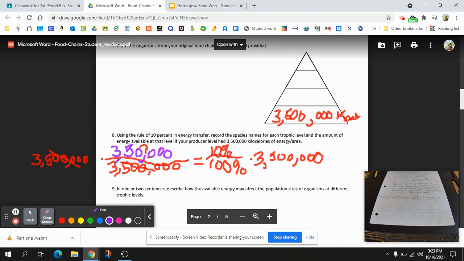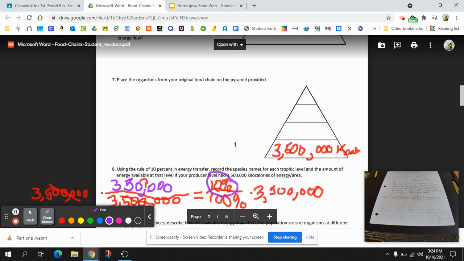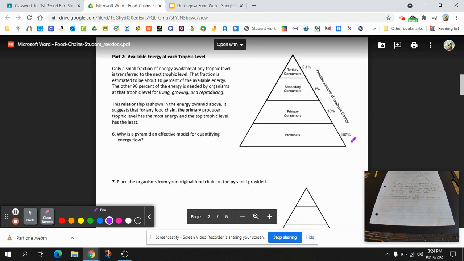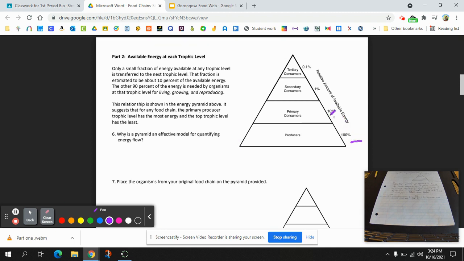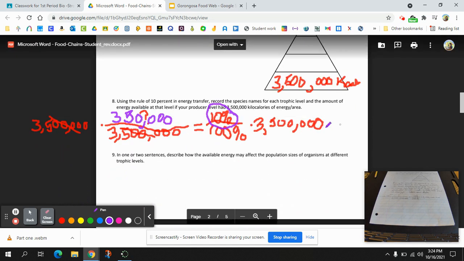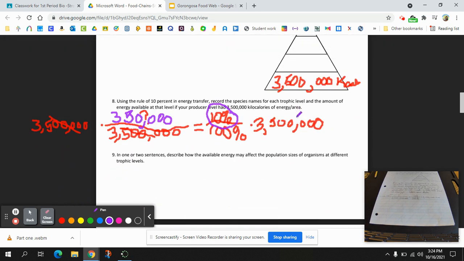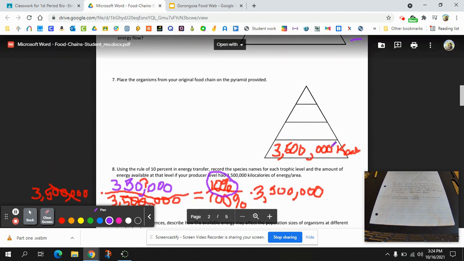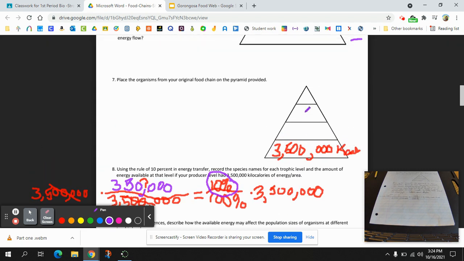As you calculated that, you should have come up with 350,000 as your answer. You will repeat this step each time, changing the percent to equal the percents from the above table. So we just did the 10%. You need to do 1% and 0.1%. Show your work on your notebook paper and then put your kilocalories of energy that each species receives going up the pyramid.